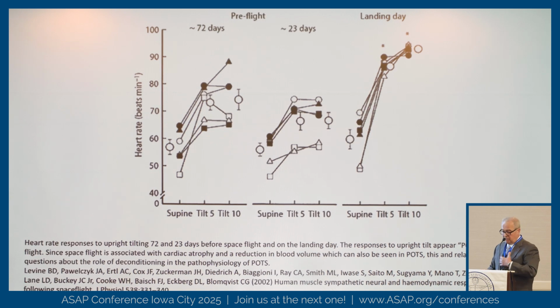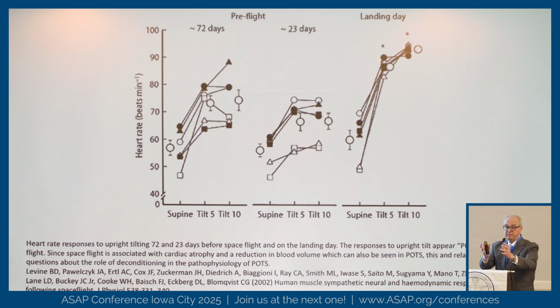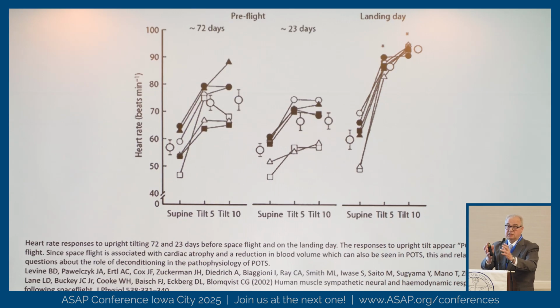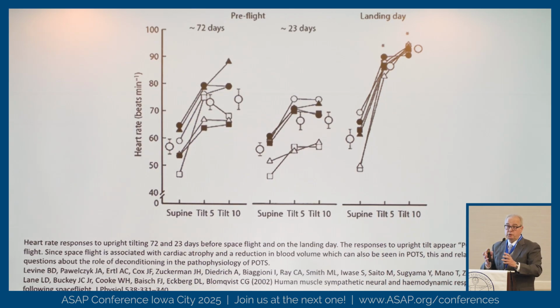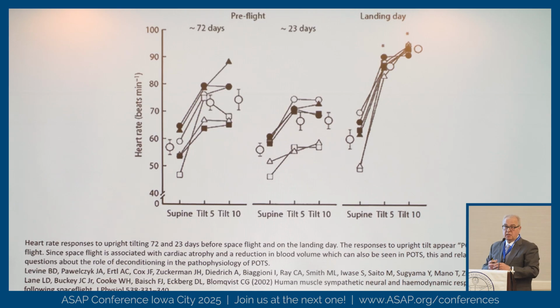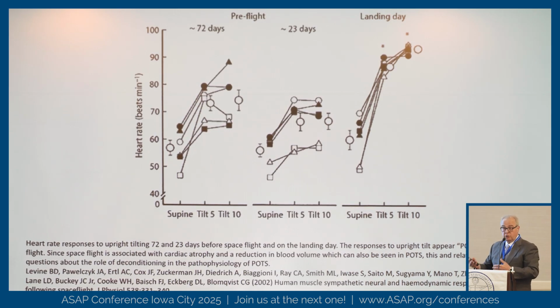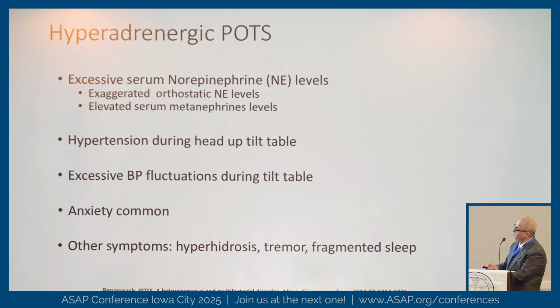And when they did ultrasound and echocardiogram on these patients, they found that the size of their ventricular chambers decreases a little bit, similar to what happens when you're bedbound for about 6 months. So therefore, that brought up the idea that deconditioning is a very important component in POTS. What other forms are there?